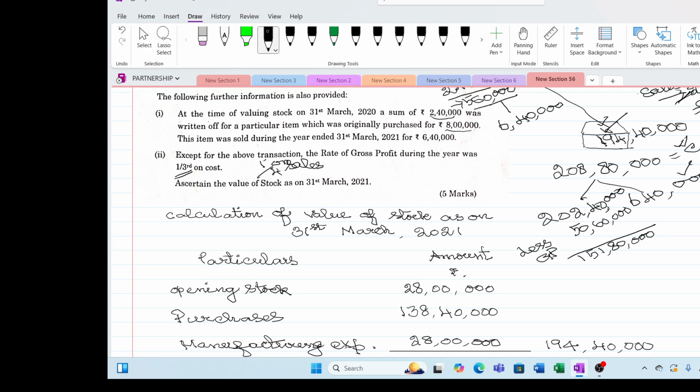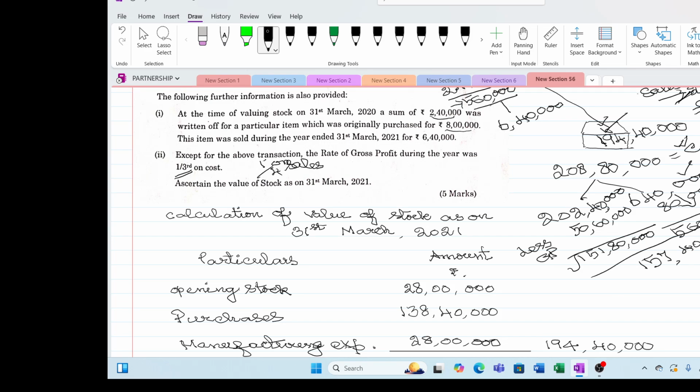But this cost, we already know the cost of that. That is 5,60,000. Other way, you can reduce the gross profit of 80,000. So this was sold for 6 lakh 40,000. The cost of this is 5,60,000. So now, if you total both the things, you will get the total cost of the goods which were sold out: 157 lakh 40,000.